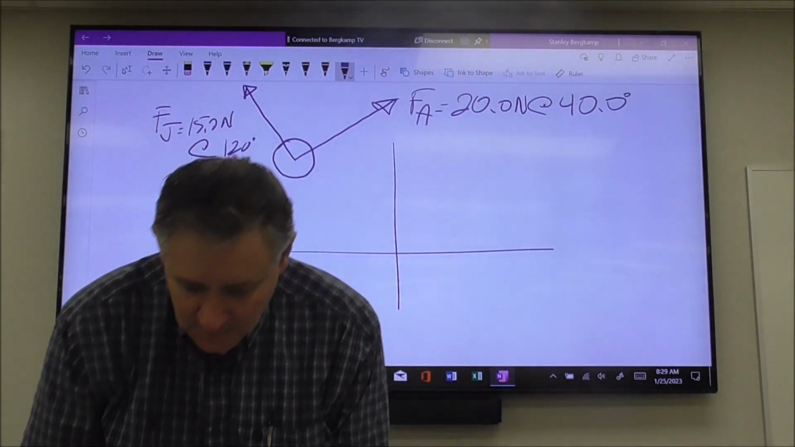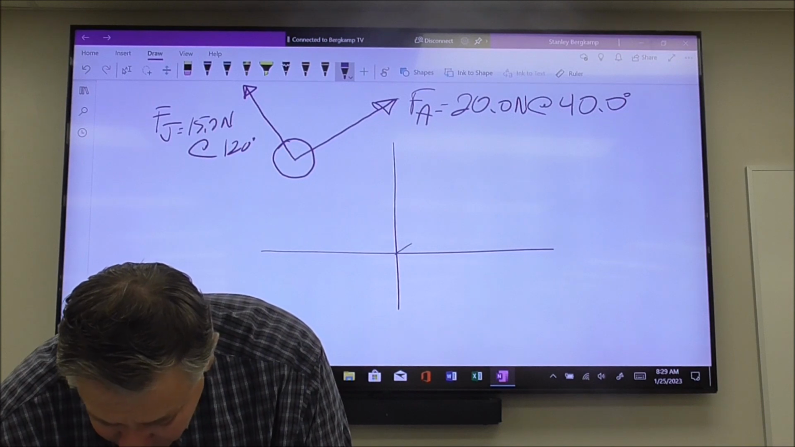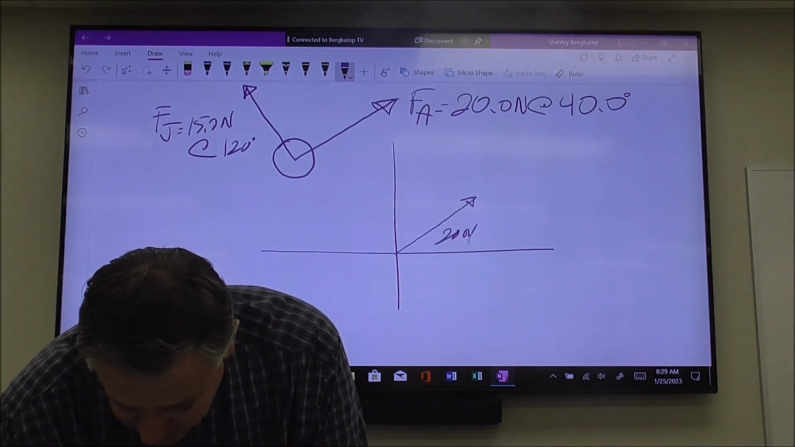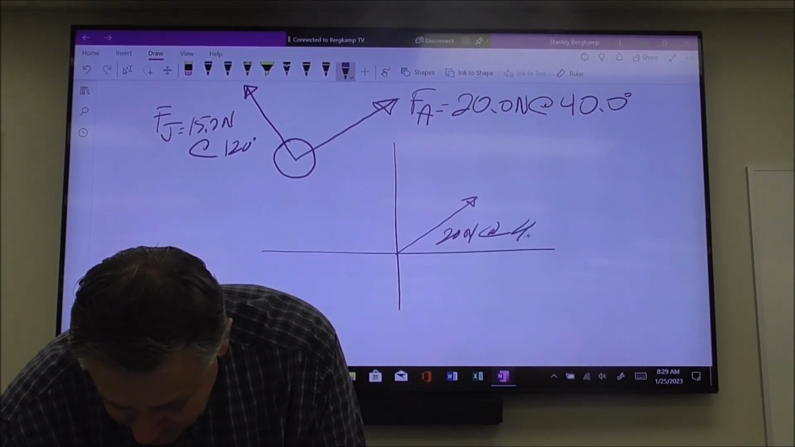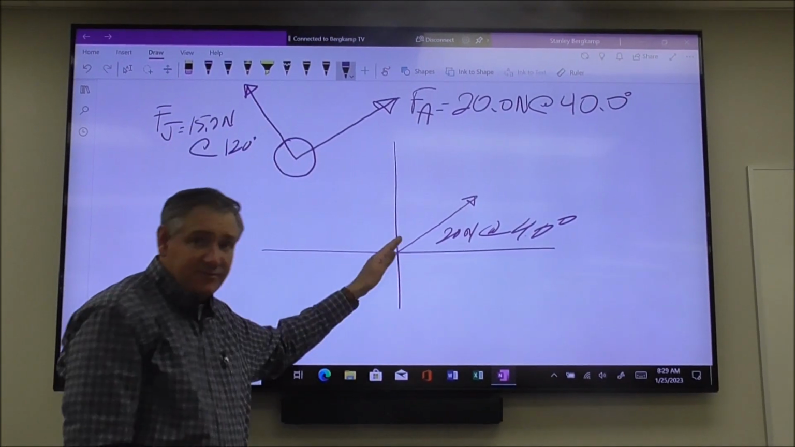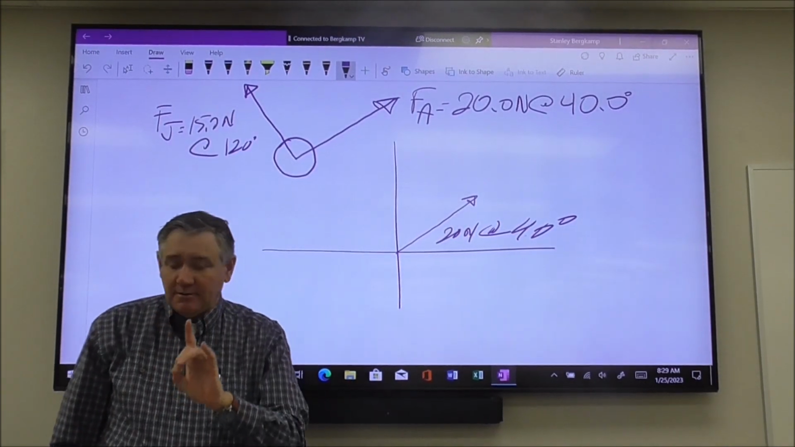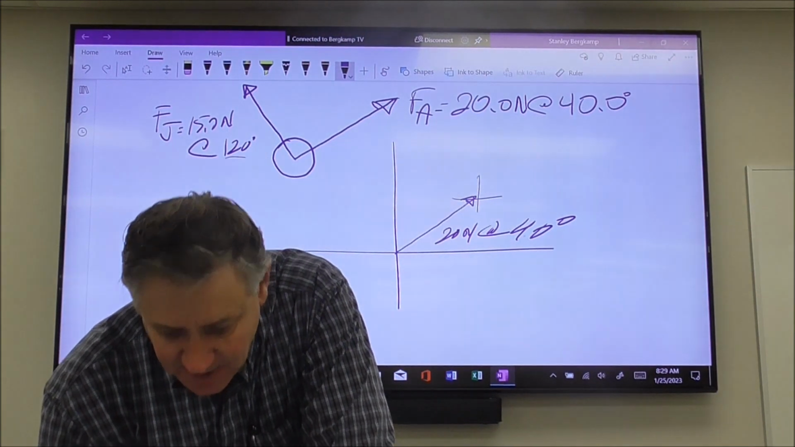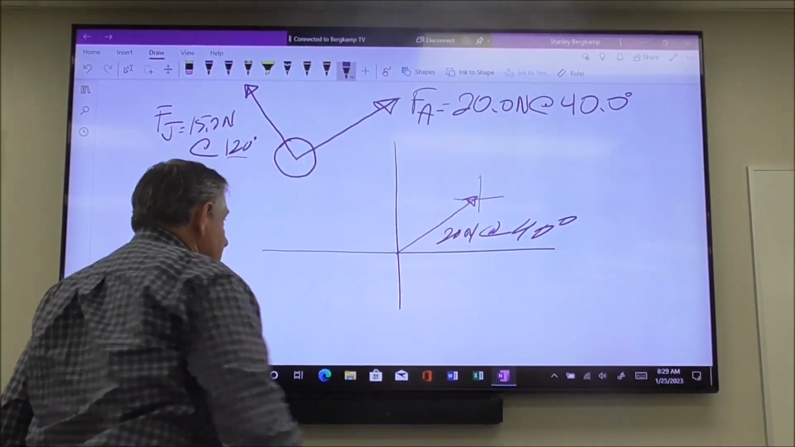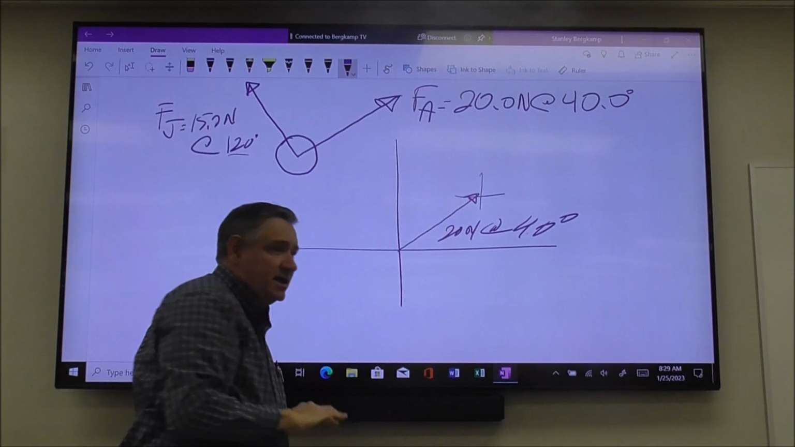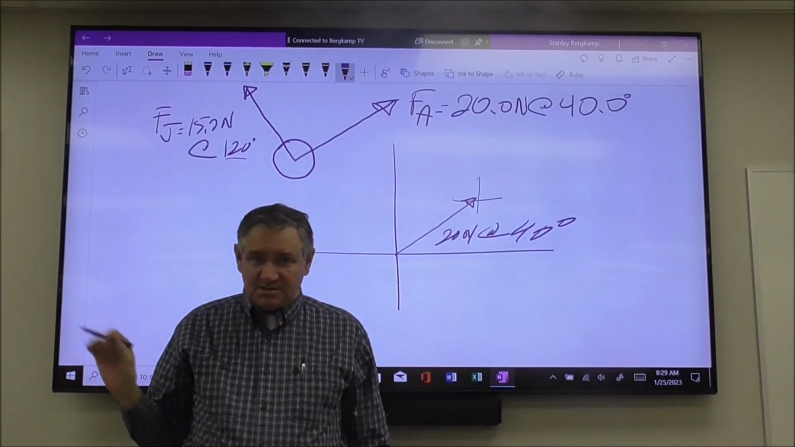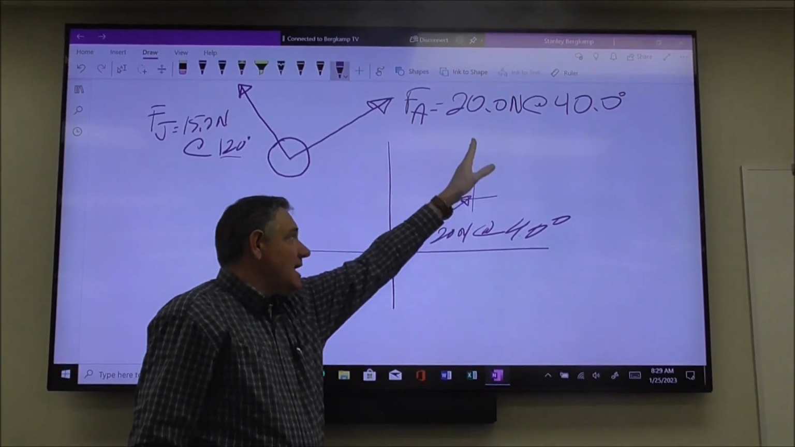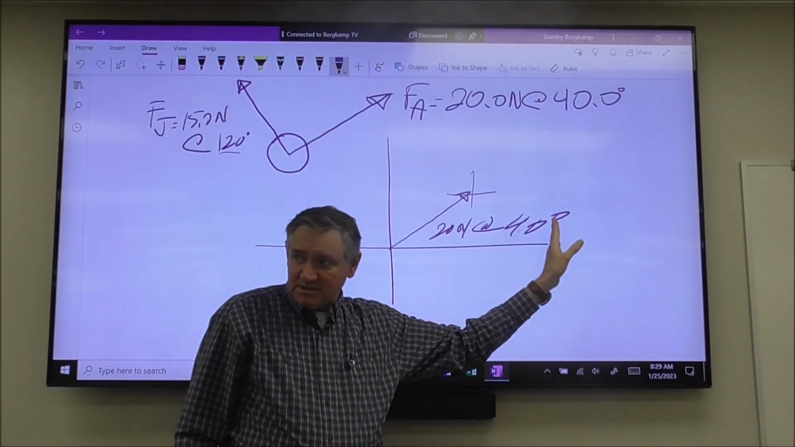So I'm going to come in here, doink. So there's my vector. So that's 20 newtons at 40 degrees. Here's my first vector. Okay? Now, when I draw the next vector, which is going to be 120 degrees, this right here is a whole new X and Y coordinate system. So imagine that you are drawing this vector and this is a new X and Y coordinate system.